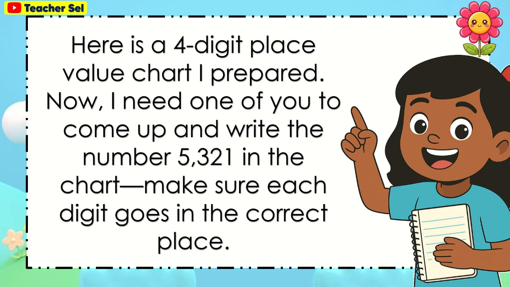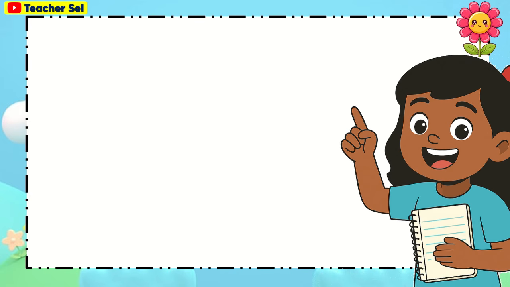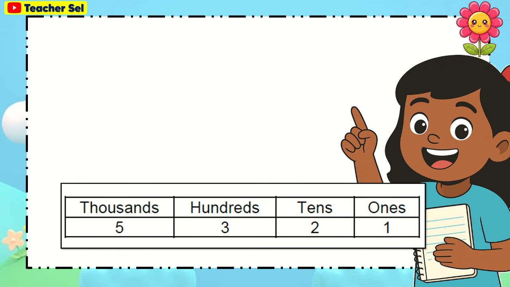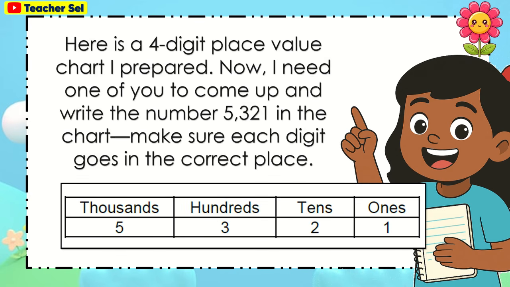Here is a 4-digit place value chart I prepared. Now, I need one of you to come up and write the number 5,321 in the chart. Make sure each digit goes in the correct place. This is how it goes.